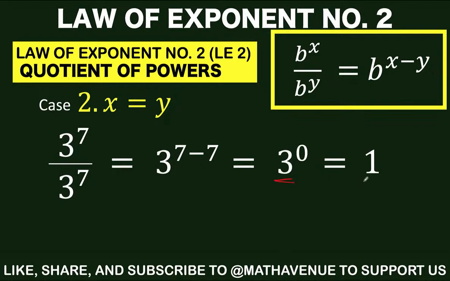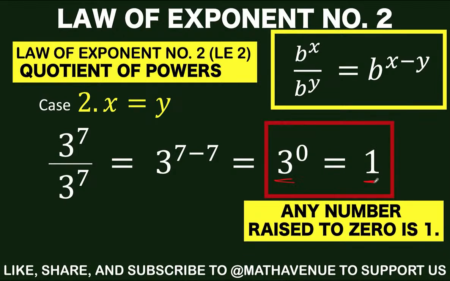And the value of that we know is 1. This now gives us this definition of zero exponent. Any number raised to 0 is equal to 1, because we can replace this 3 by any base. When you divide a number by itself, that would always be equal to 1. But when you subtract the exponent of a number minus the same exponent, that would always result to a 0 exponent. Always remember this, any number raised to 0 equals 1.